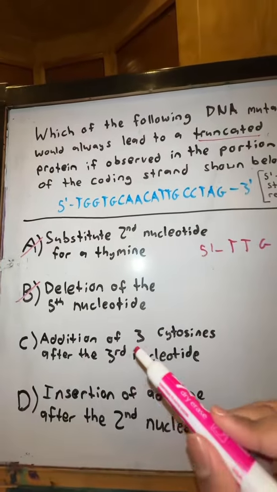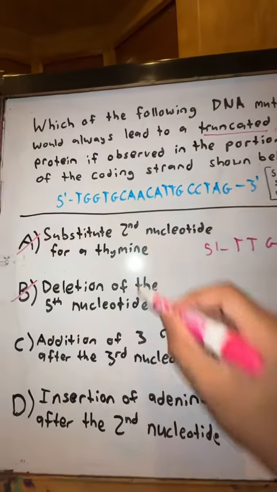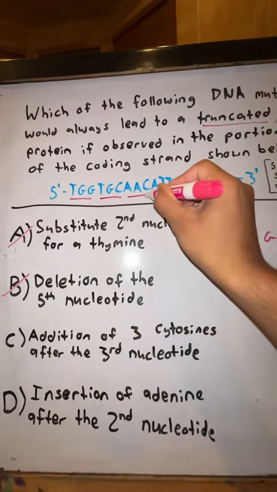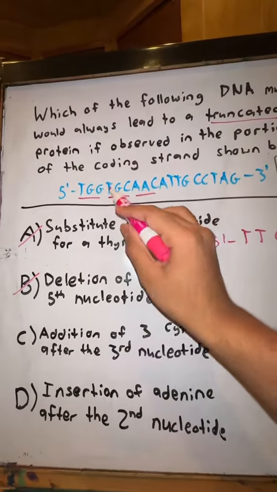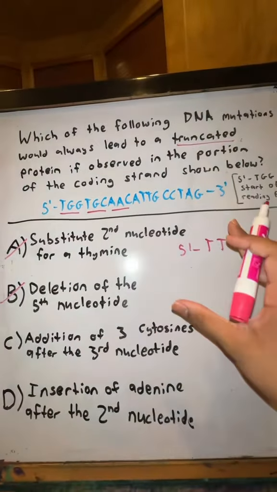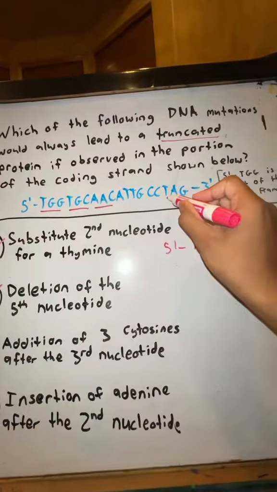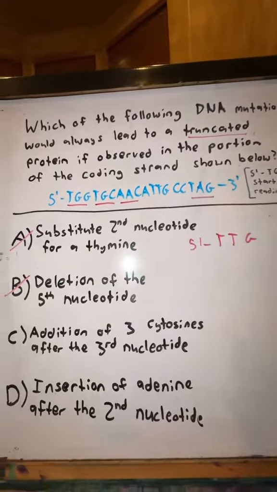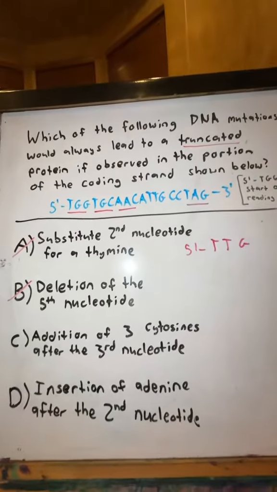Now, addition of 3 cytosines after the third nucleotide. So if we add it after the third one, right? This is one set of codons. This is another codon. This is another codon. So if we're adding it after the third nucleotide, all we're doing is moving it, right? We're adding another codon in the middle, but that's just going to extend the length of the protein. That's not going to truncate it, right? Because our stop codon is right here, and that's just going to be pushed back. But there's no sort of change to any of these codons that will lead to a truncation early. So this is not our answer.